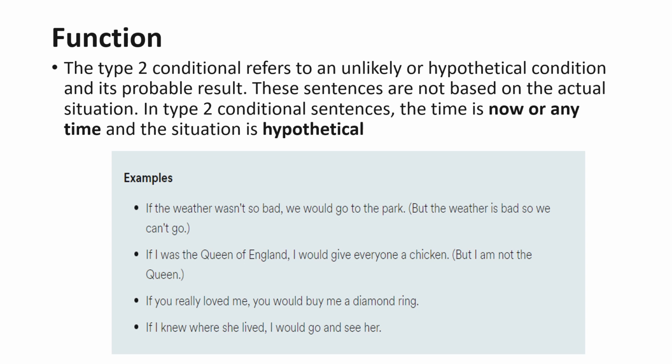So if I was the Queen of England, I would give everyone a chicken, but I'm not the queen, right? So if you really loved me, you would buy me a diamond ring. If I knew where she lived, I would go and see her. So you can see all the examples of type 2 conditional over here.